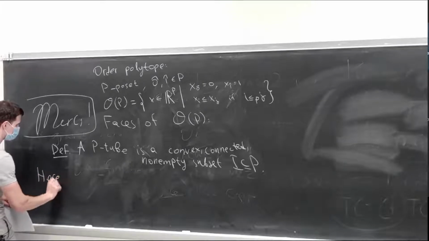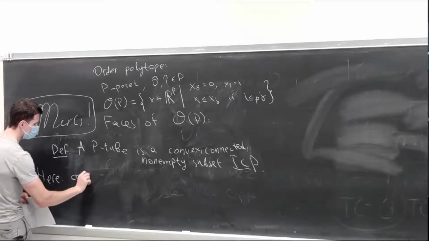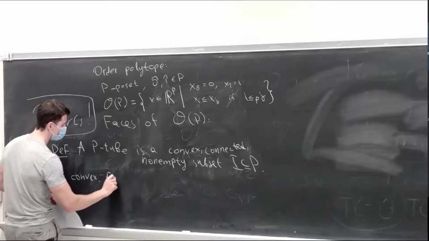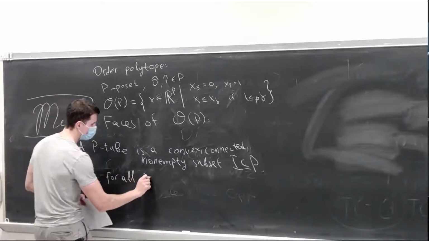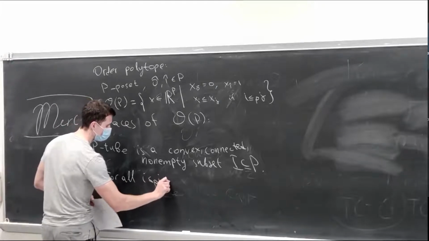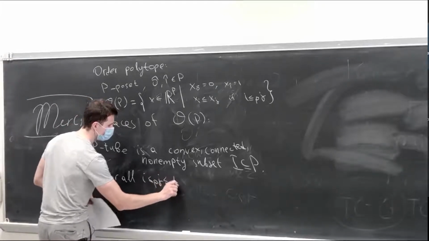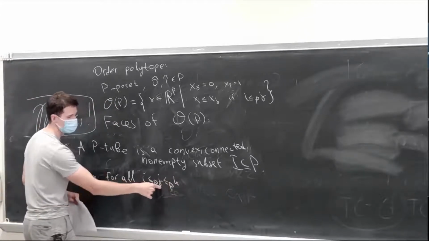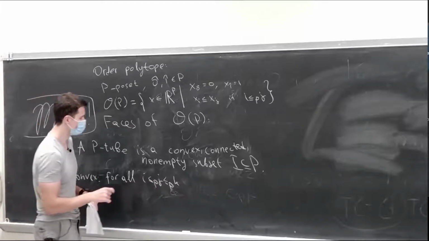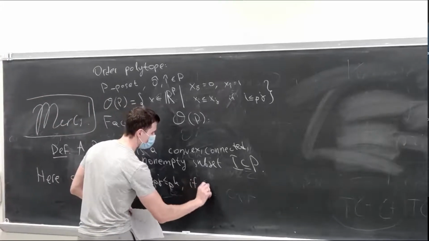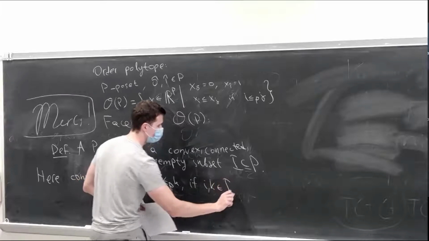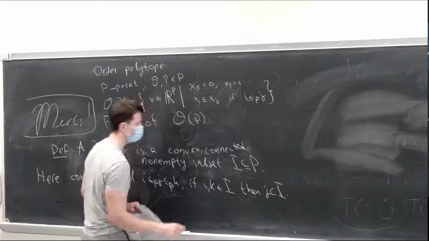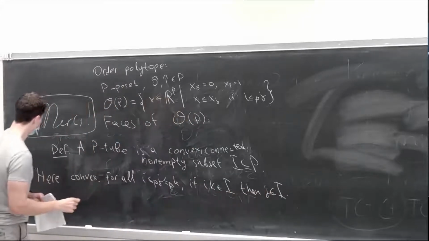Convex means that for all i less than j less than k, if i and k belong to my set, then j has to belong to my set. That is convex: if i and k belong to capital I, then j belongs to capital I.